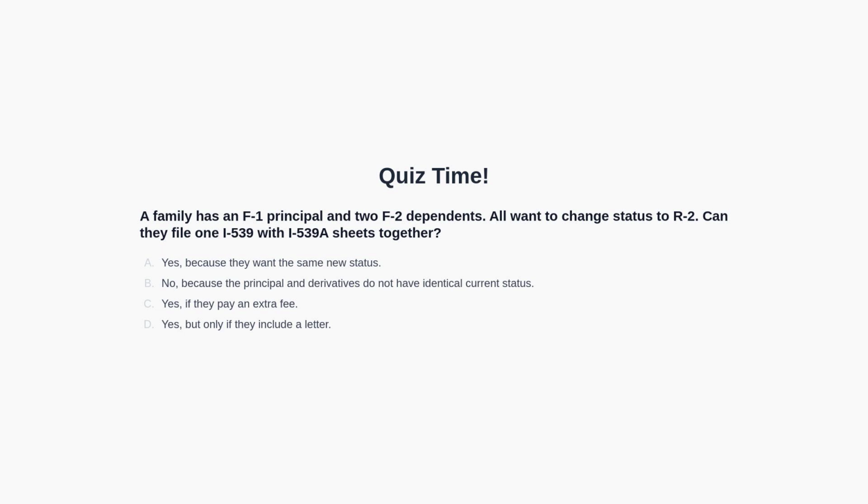Quiz time. The question is, a family has an F1 principal and two F2 dependents. All want to change status to R2. Can they file one I-539 with I-539A sheets together? The options are: Option A, yes, because they want the same new status. Option B, no, because the principal and derivatives do not have identical current status.